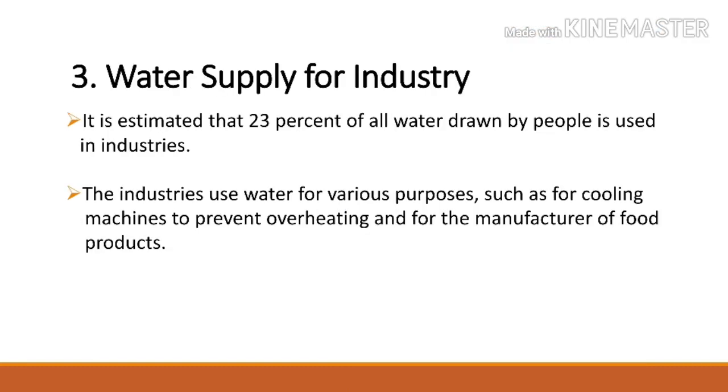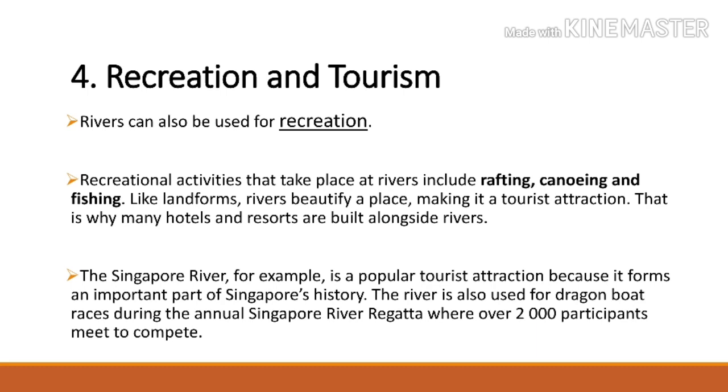And the third positive impact of rivers is water supply for industry. It is estimated that 23% of all water drawn by people is used in industries. The industries use water for various purposes, such as for cooling machines to prevent overheating and for the manufacture of food products. The next one is recreation and tourism. Recreational activities that take place at rivers include rafting, canoeing, and fishing. Like landforms, rivers beautify a place, making it a tourist attraction. That is why many hotels and resorts are built alongside rivers.